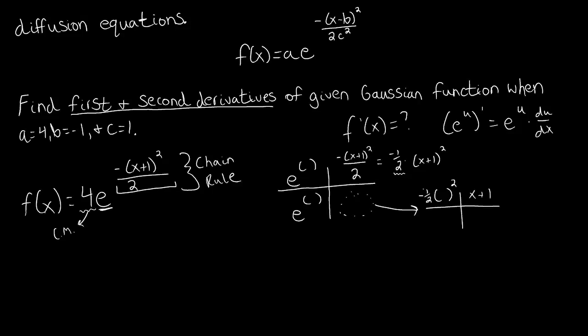Taking the derivative of just this part of it right here, we're going to use the power rule. We're going to bring this 2 down and multiply it by negative 1/2, so these 2s will divide away, and the power that we're left with is 1 in the top, right?